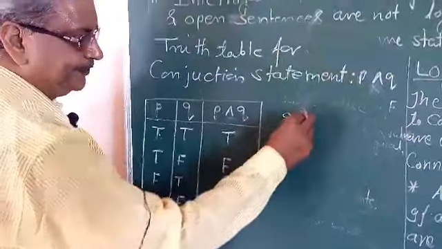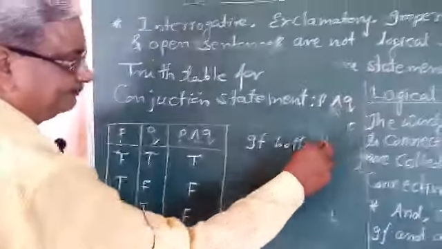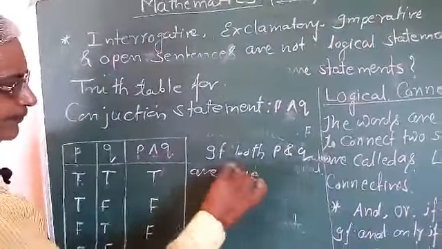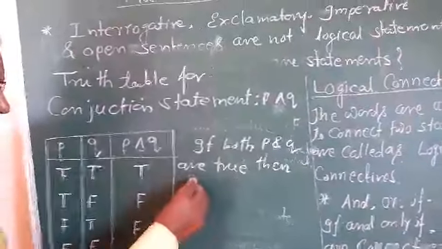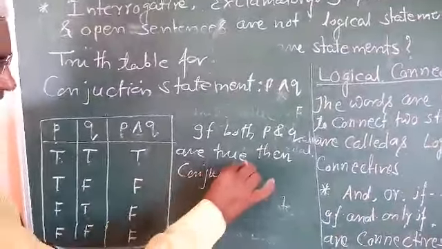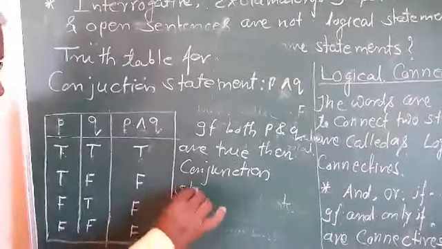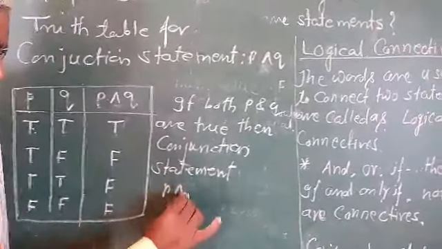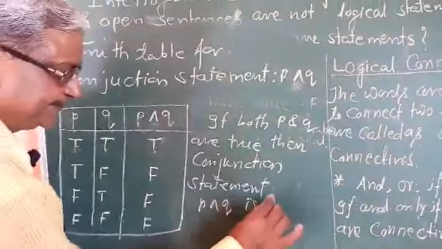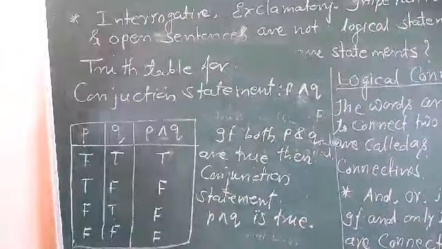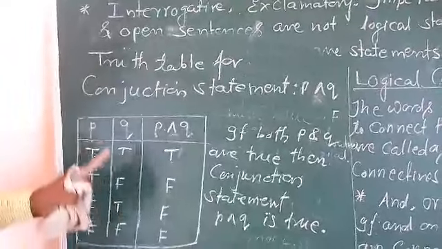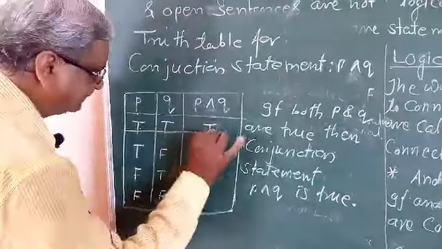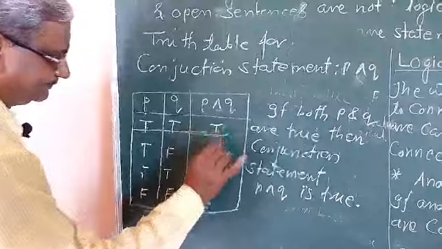If both P and Q are true, then the conjunction statement P and Q is true. So this is the rule for conjunction statements. You have to only remember that if both the statements are true, then the conjunction statement is true. Otherwise, it is false.